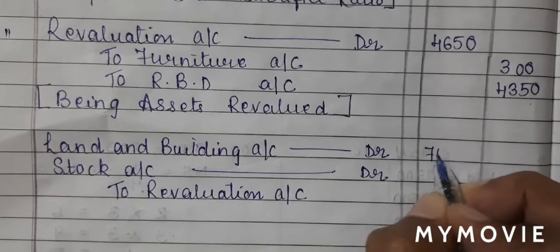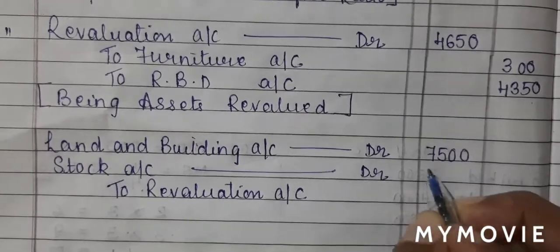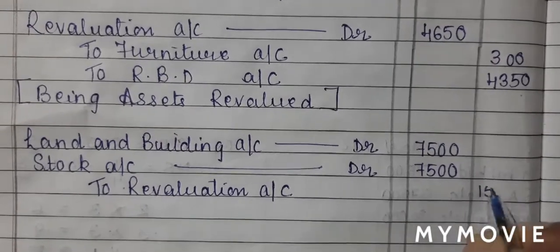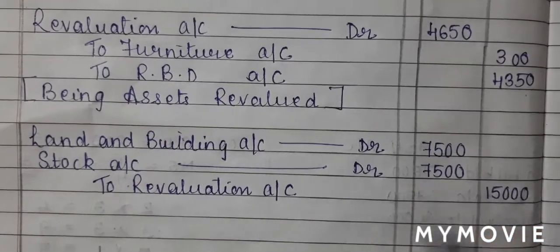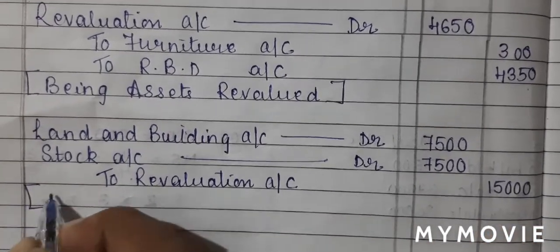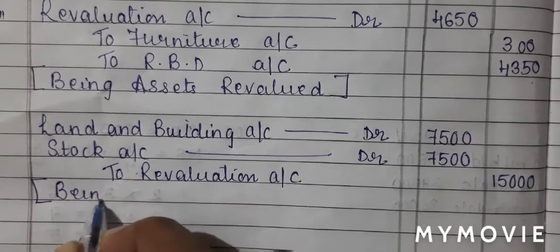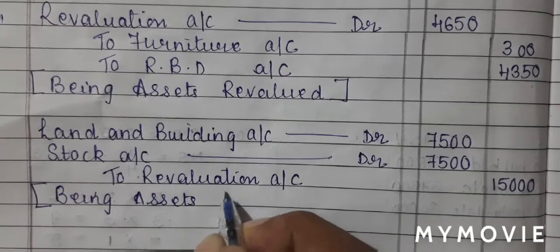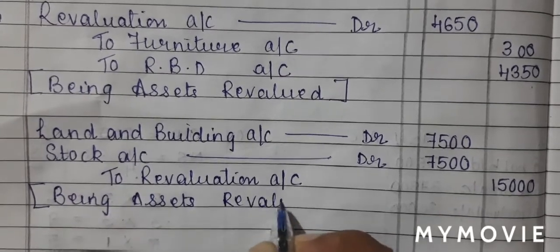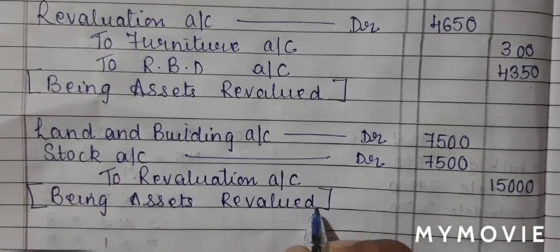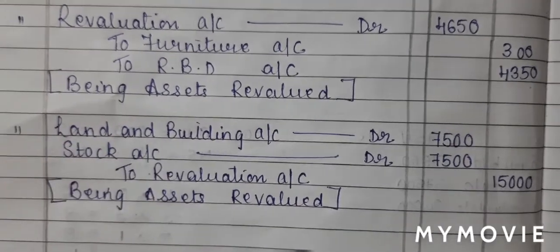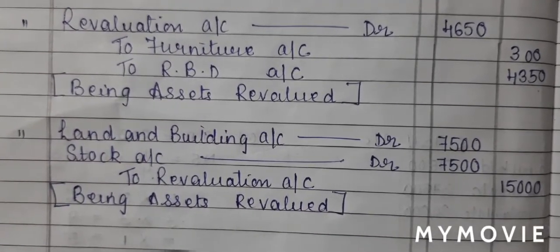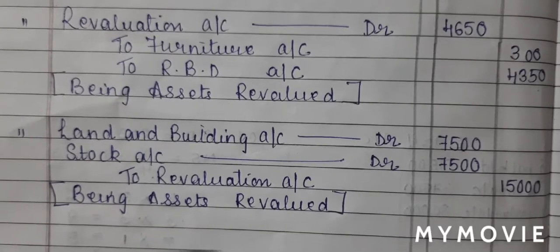Land and building was 7,500. Stock is also 7,500. So revaluation account will be 15,000 rupees. In the bracket, I'll write the narration again, being assets revalued. And again, I will write the same date. So students, with this, we have passed the journal entry for our revaluation account.